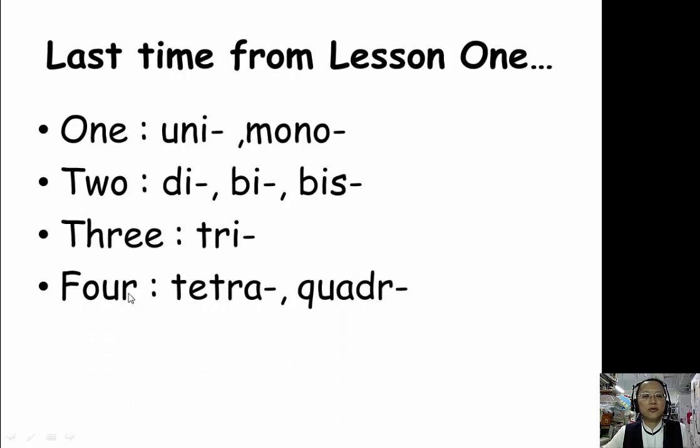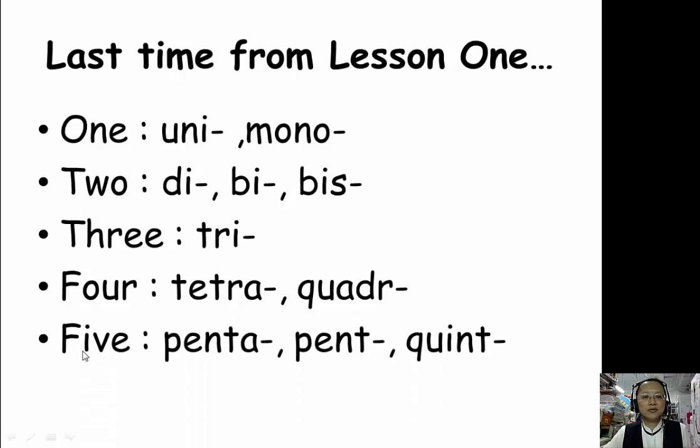The prefix for 4 is tetra, T-E-T-R-A, and quadra, Q-U-A-D-R. Remember, dog is a quadruped. And the last one for lesson 1, the prefix for 5 is penta, P-E-N-T-A, pent, P-E-N-T, and quint, Q-U-I-N-T.